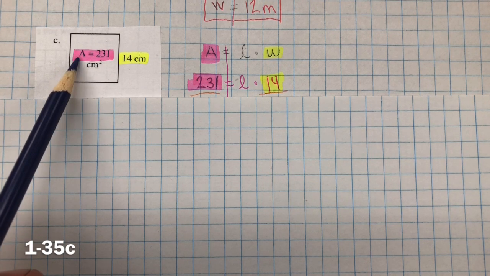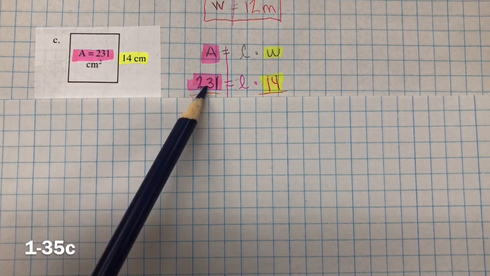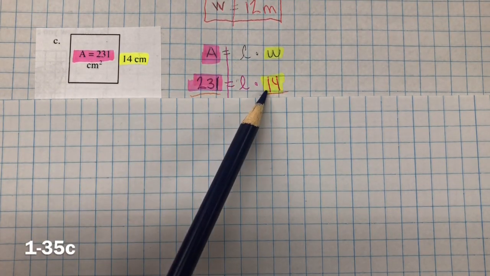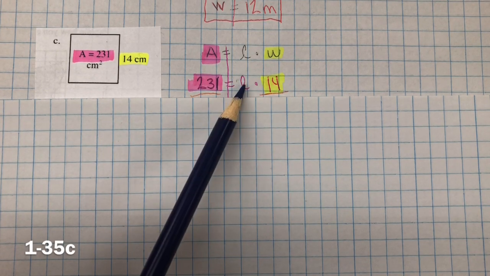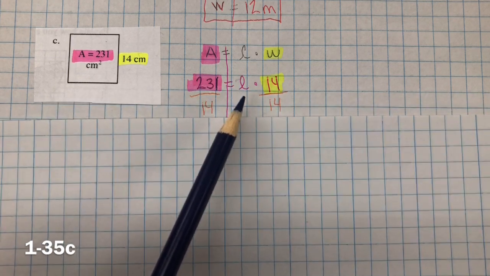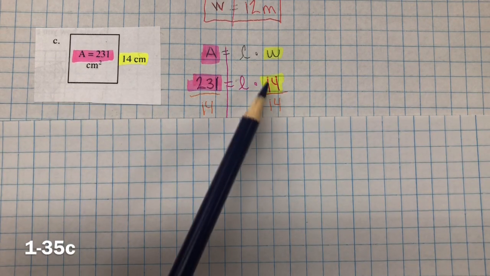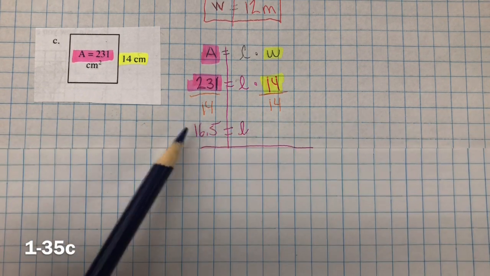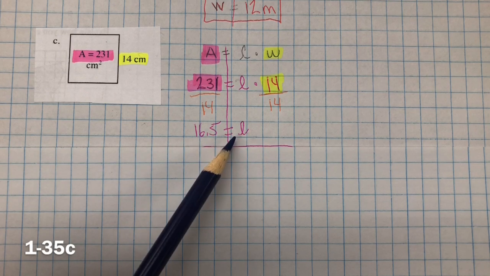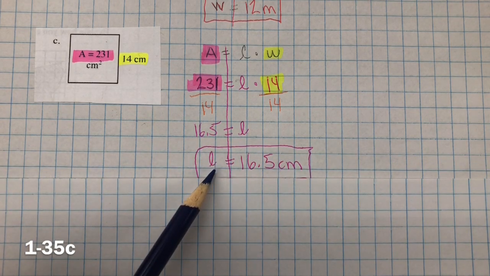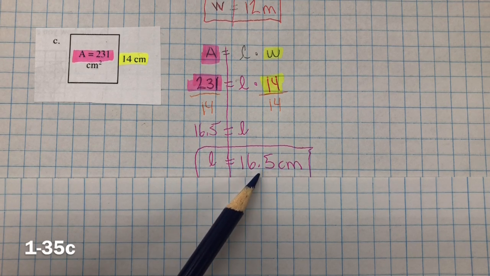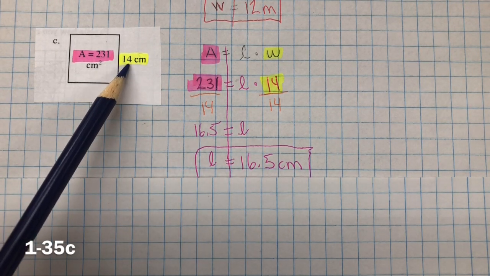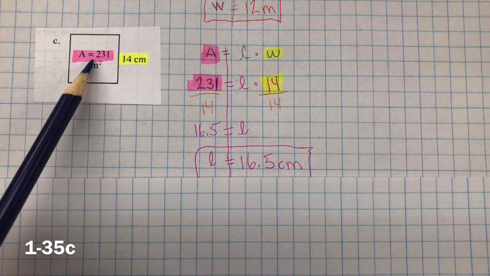For C, we have an area of 231. So remember, area equals length multiplied by width. We have the width this time of 14, and we're trying to find the length. The inverse property of multiplication is division, so we're going to divide this side by 14, created a 1. What you do to one side, you do to the other. 231 divided by 14 equals 16.5. So the length of this rectangle is 16.5 centimeters. And again, to check, multiply 16.5 and 14, and you should get 231.